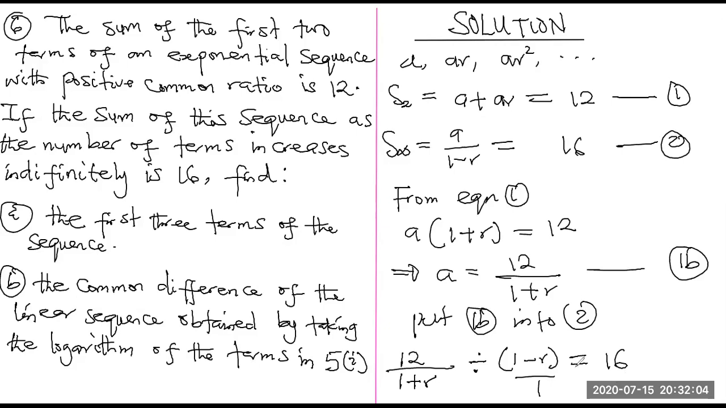So we have our common ratio r. Then what is the first term? The first term is already A. So we now say our first term T1 is equal to 8, which is A.